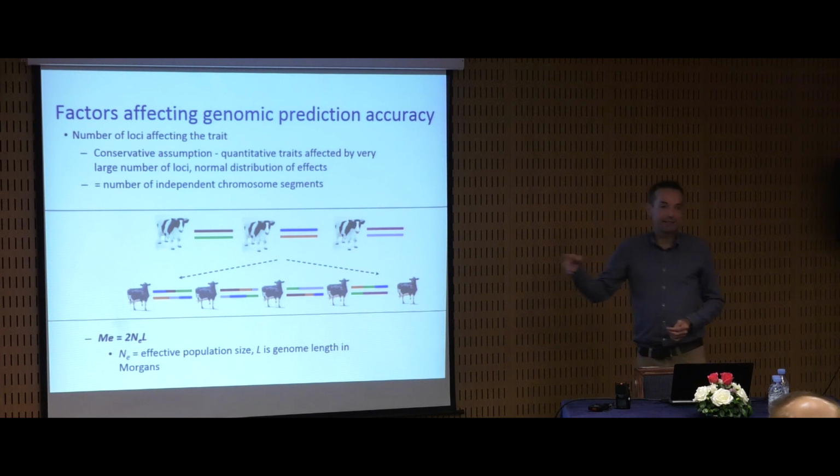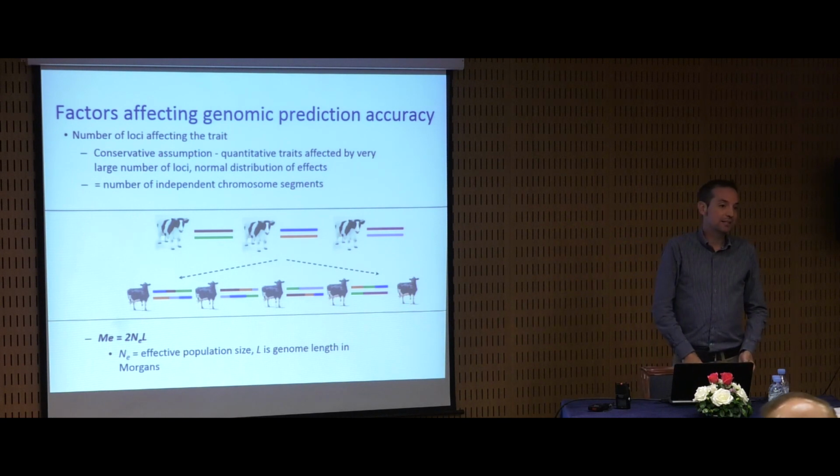So for wheat, I can tell you the effective population size is about 50. It's actually even less than dairy cattle. Dairy cattle is about 100. Wheat, this is for breeding populations. This isn't for diverse germplasm collections and so on. It's about 50. And then you multiply that by your genome size to get these number of chromosome segments.